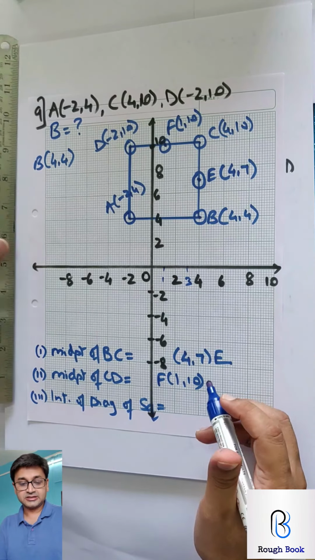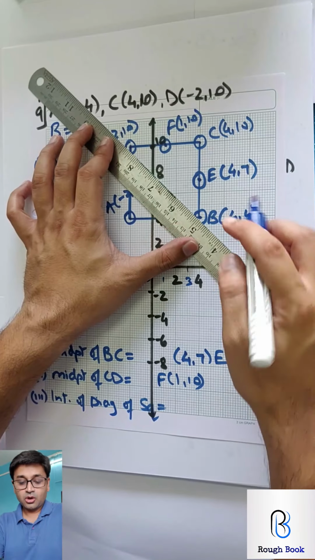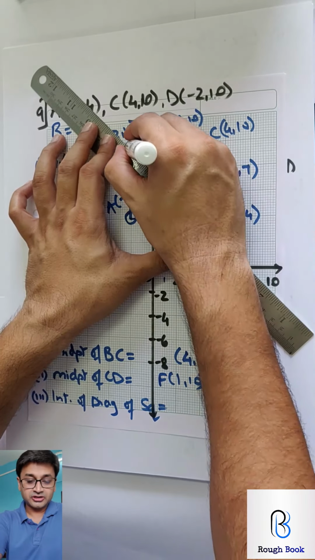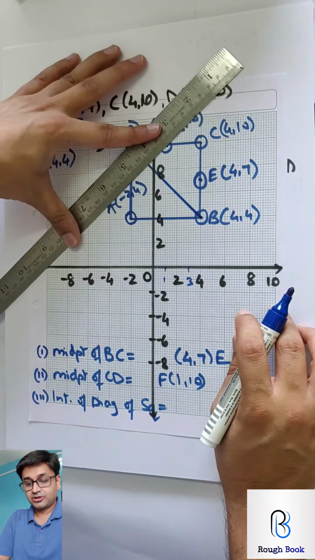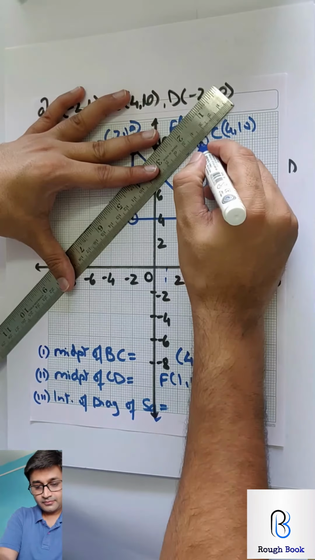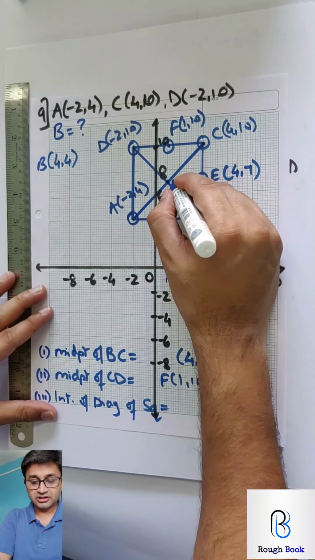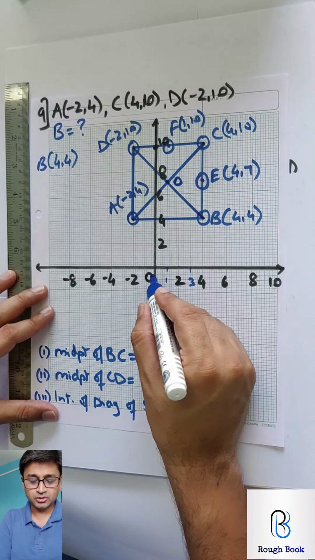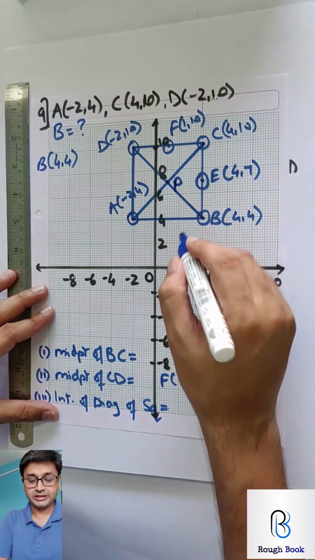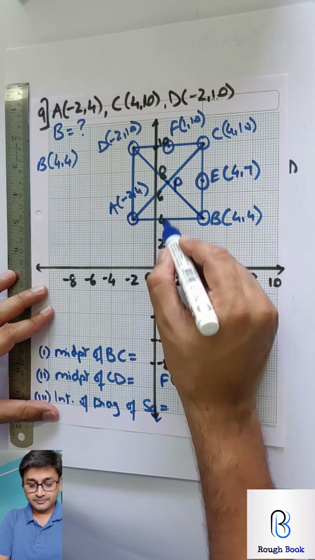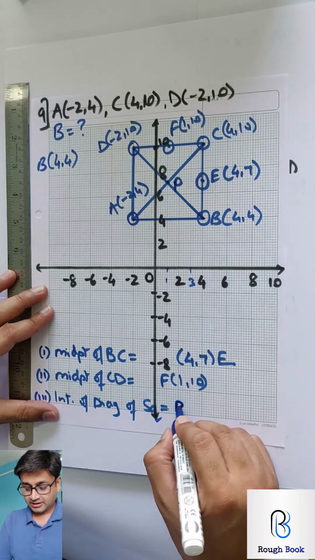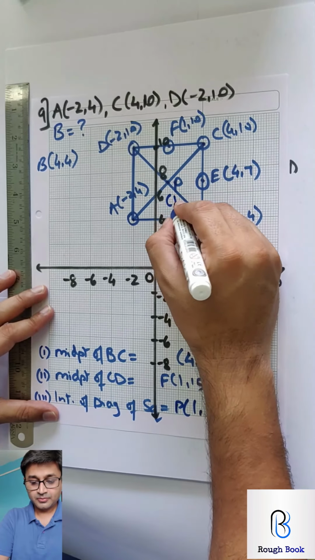Intersection of the diagonals. So you have to find the coordinates of the intersection of the diagonals. First draw your diagonals and let's see where they intersect. In this case, this is the point of intersection. Let's call it O. No, don't call it O because 0 is already there. It will confuse. So P. So P is what? 1 by 7. So I get P as 1 by 7.